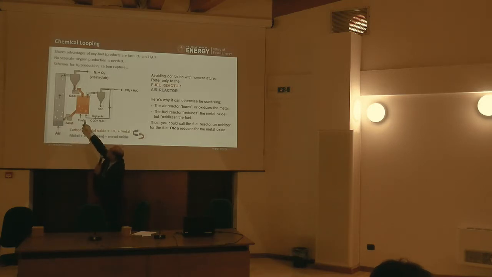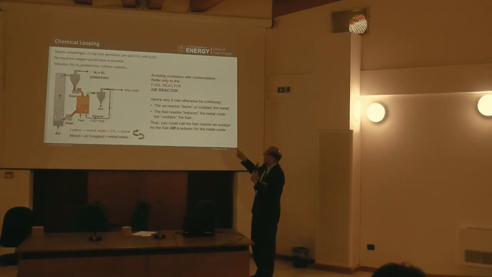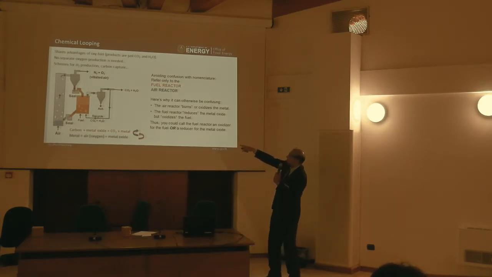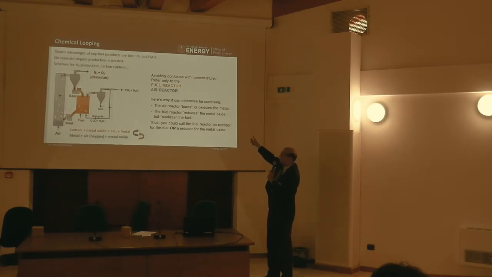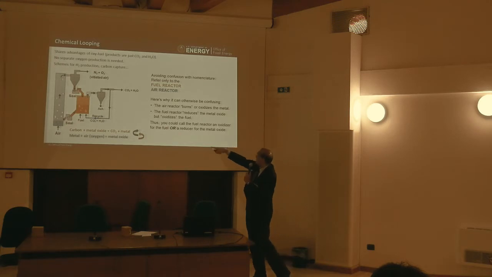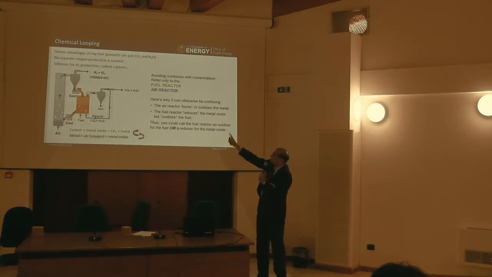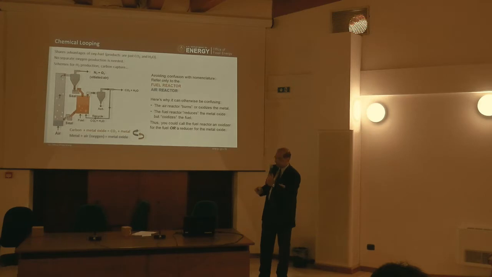The fuel is introduced with the metal oxide, and when it burns, it forms CO2. Okay? So it's a unique technology, and what we call, the orange is the fuel reactor, and the bluish one is called the air reactor. In the air reactor, you have oxidation of metal. In the fuel reactor, the fuel is oxidized and the metal is reduced.